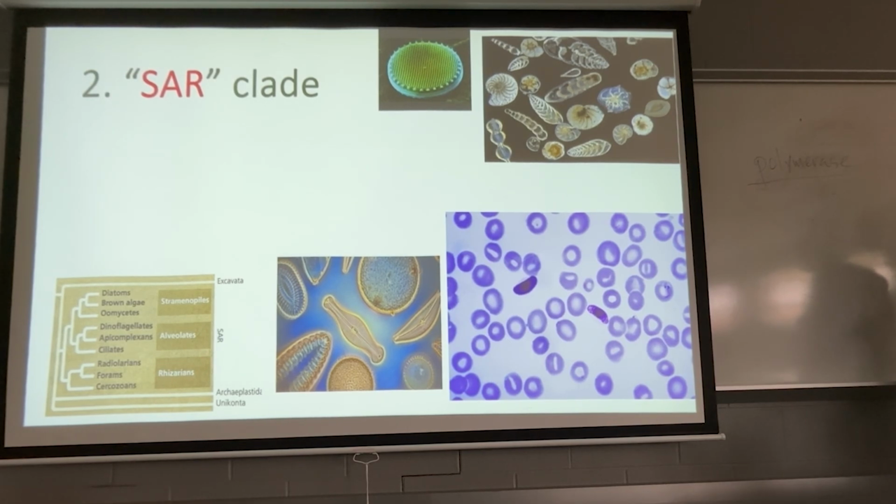Those are the 3 groups, and I'm not going to teach you all of them. For your example of stramenopile, we're going to look at diatoms. For your alveolate, we're going to look at the apicomplexans. And for the rhizarians, we're not really going to talk much about them.